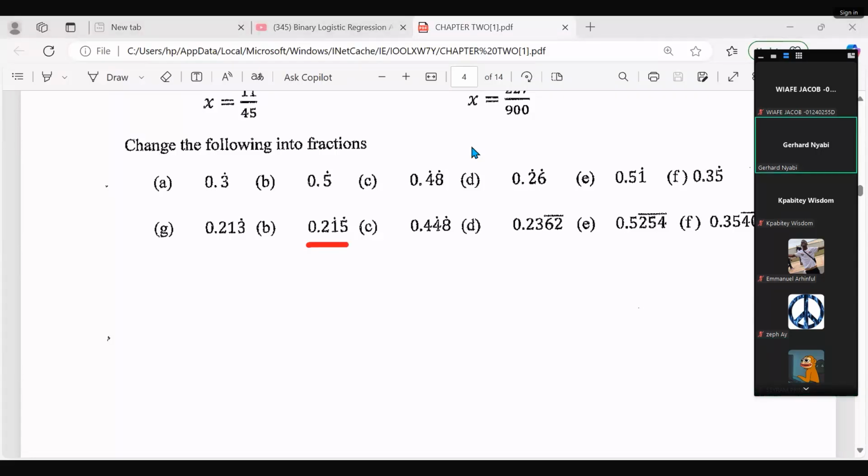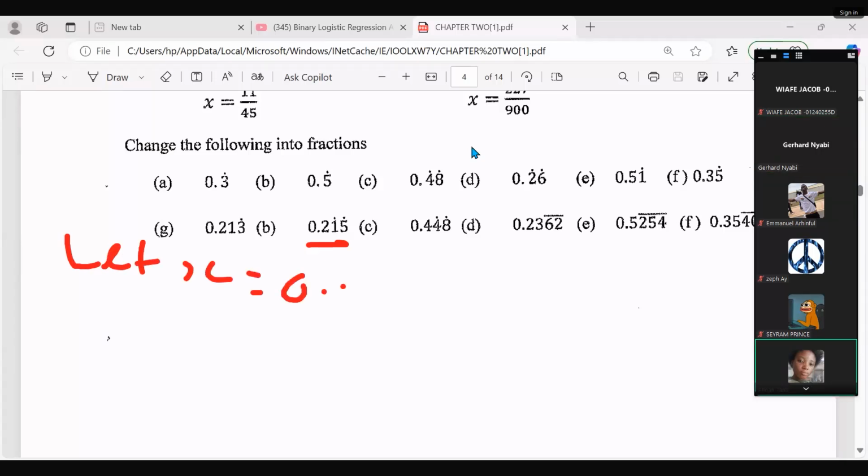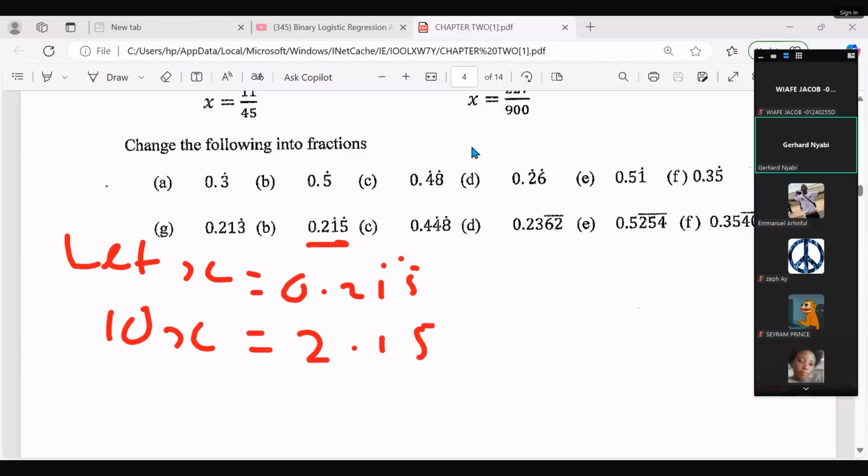I'll do this. Now, the number given to us is what? We let that one be X. It is 0.215, but these two are recurring. Is that okay? The number that is not recurring, we get to the left-hand side of the point. It's only 1, so we multiply by 10. 10x is equal to 4.15 recurring. Is that okay?